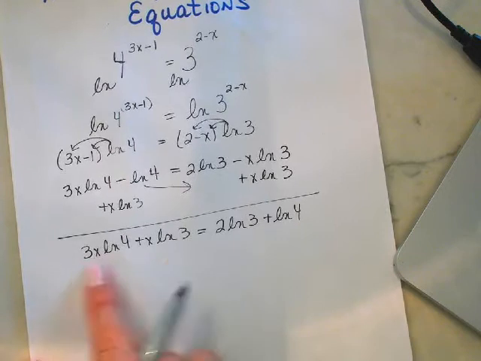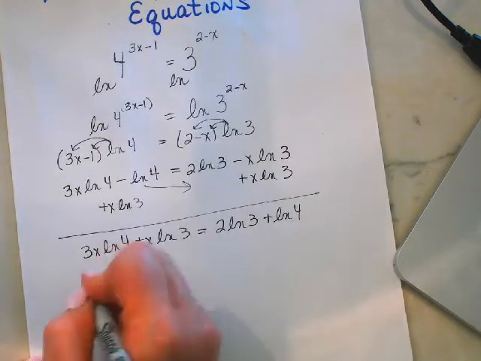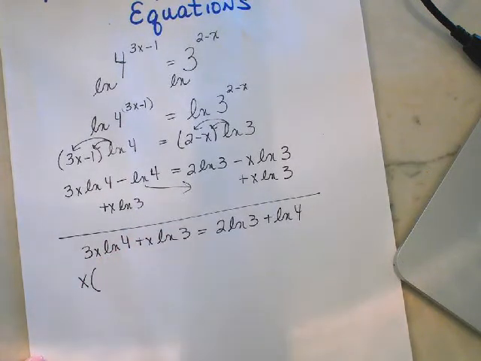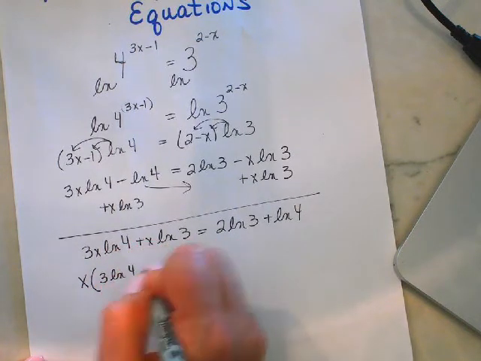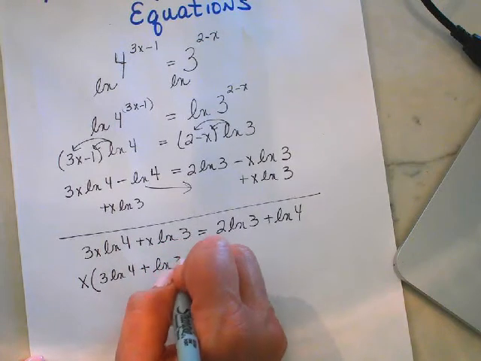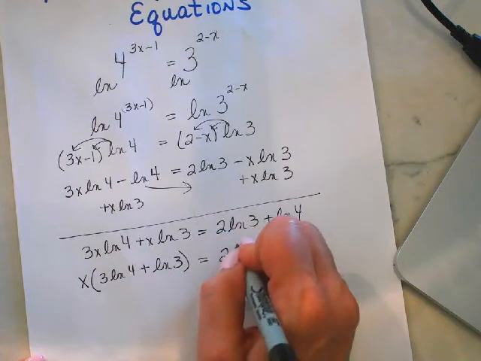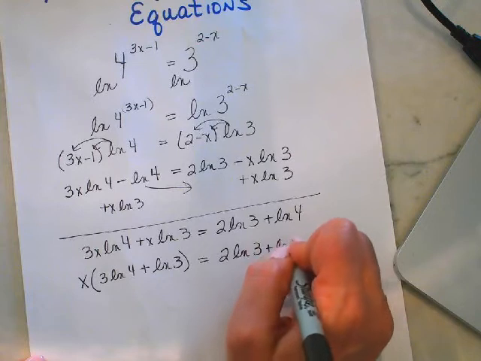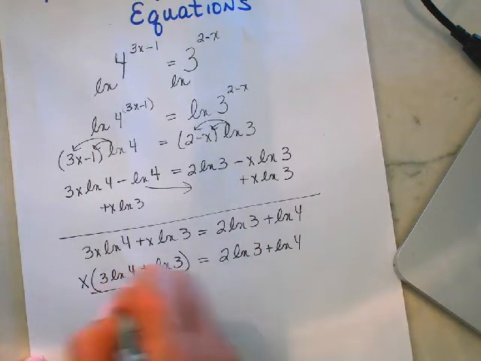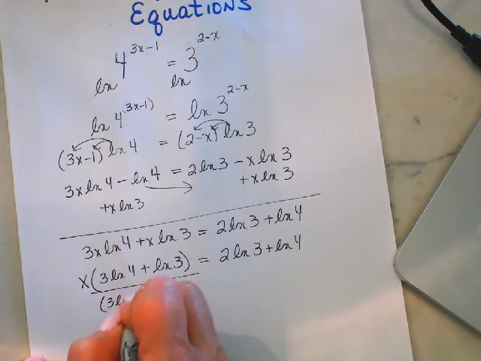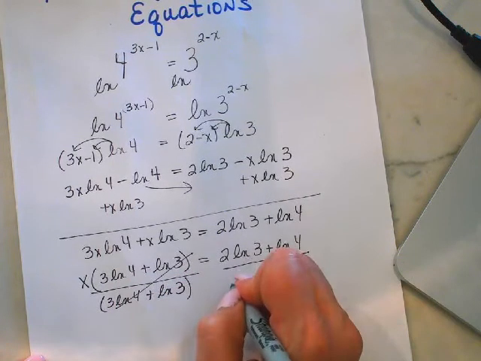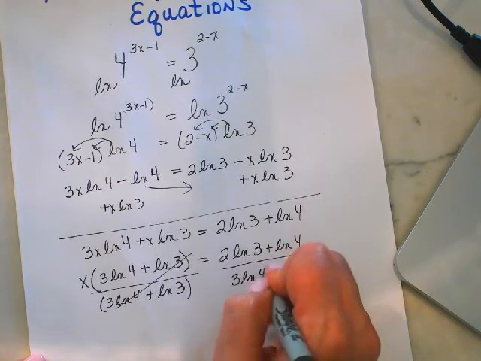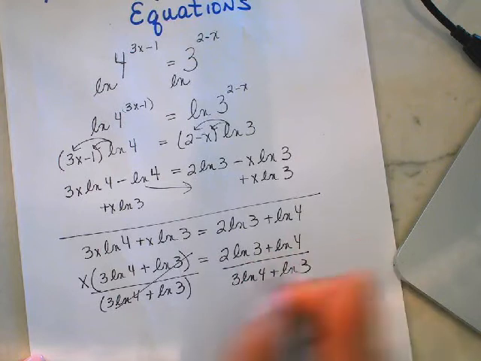Now again, I'm still trying to solve for x. So I'm going to take the x out of the equation. I'm going to factor it out of both these terms. So I'm going to get x times (3 ln 4 plus ln 3) equals 2 ln 3 plus ln 4. Now I have to solve for x, so I'm going to divide by 3 ln 4 plus ln 3. Divide by 3 ln 4 plus ln 3.